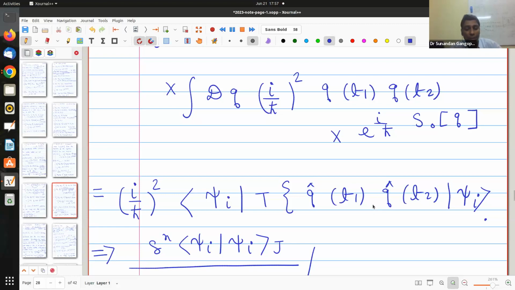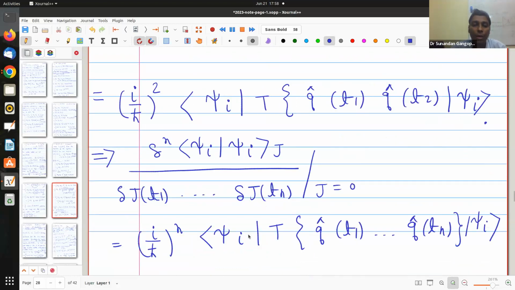So once again the lesson is that if you carry this process out, that is, functionally differentiate that object with respect to the external source multiple times, and then set j equal to 0, then you will recover all the correlation functions. So that object, the overlap of ket psi I and bra psi I in the presence of the external source j, is basically like a generating functional. It is a generator of all the correlation functions. If you functionally differentiate that object with respect to the external source multiple times and evaluate the results at j equal to 0, it will give you the correlation functions. This is the basic lesson that I wanted to tell you.